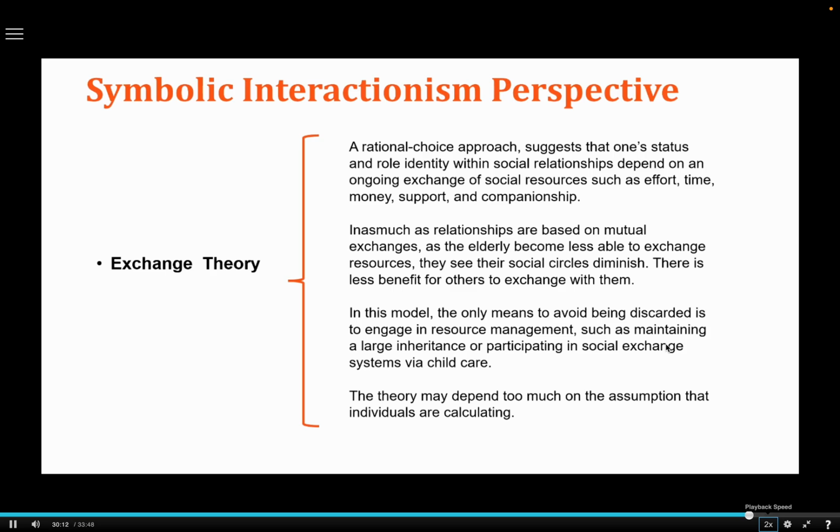But the idea here in exchange theory is that elderly and more senior individuals have to exchange something with other age groups and other groups in society in order to be able to still participate in social life.